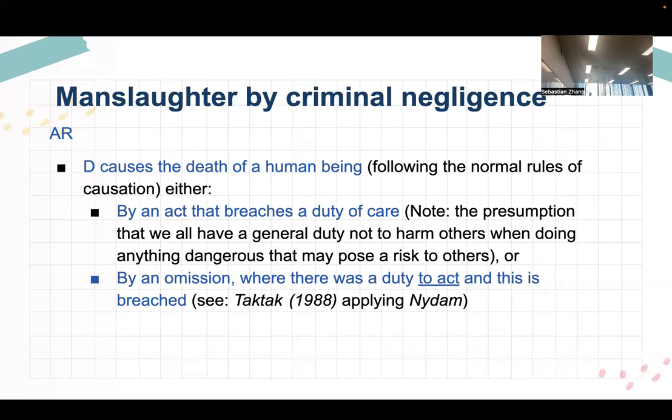Now, the next AR is that the act is either one of the following, either the top one or the bottom one: by an act that breaches a duty of care, or by omission, where there was a duty to act and this is breached. So you want to see situations where there was a duty of care and there was a breach of duty of care by act, or there was a duty to act and this is breached. I'll give some examples of both later. This is where case law is becoming really, really important.